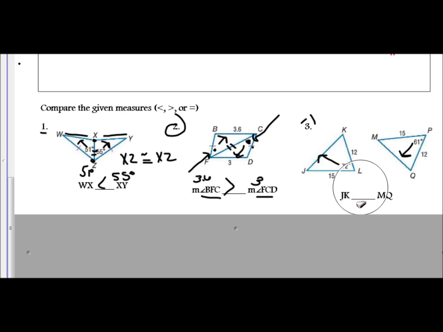So that means that JK is greater than MQ, because 72 is greater than 61.